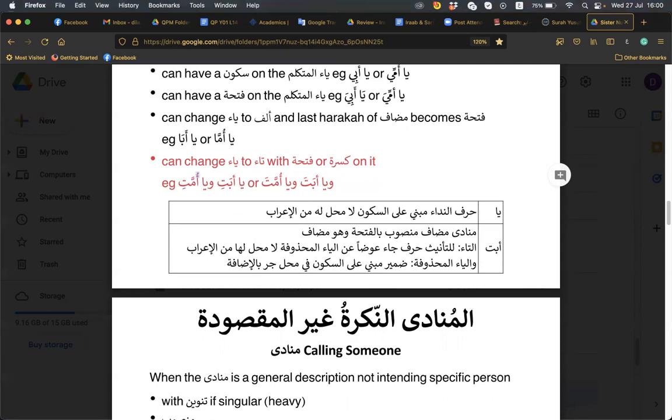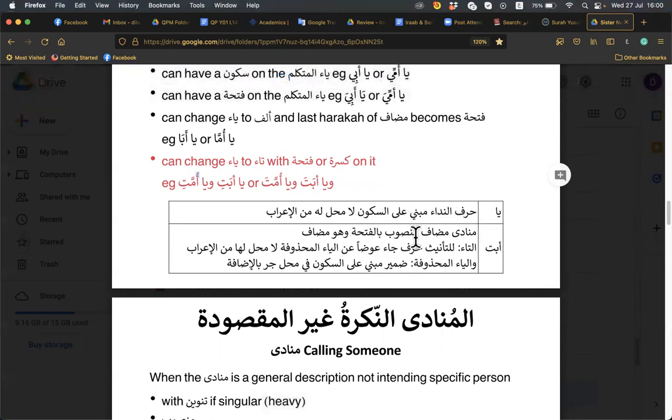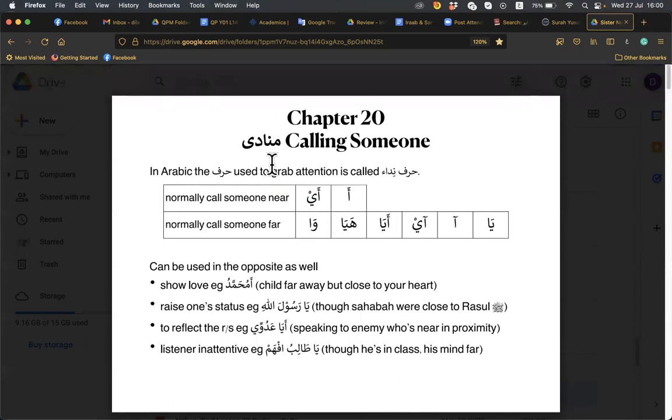Since I gave you the Iraab for this already, we don't have to do this Iraab. So we will stop here first. Inshallah, it's four o'clock. What lesson is this, please, sister? This is Munada lesson number 69, chapter 20, but the lesson in the Google Drive is 69. Then inshallah we will continue ayah 4 on Monday, inshallah.